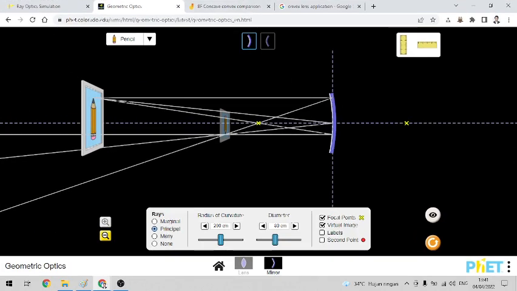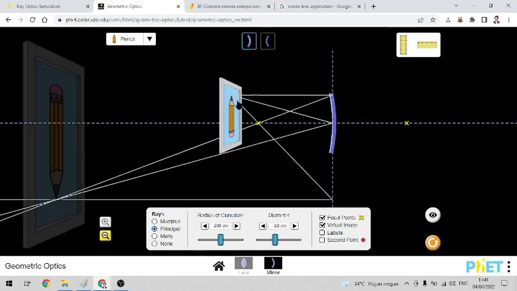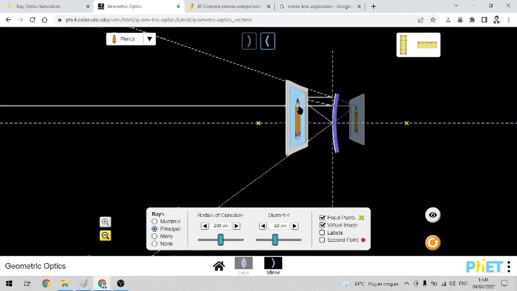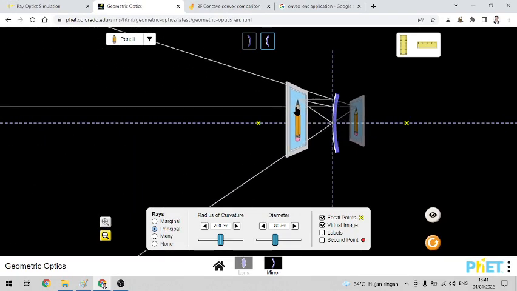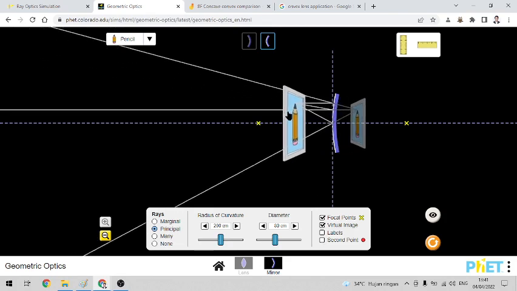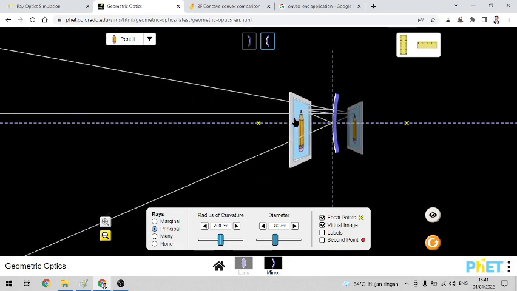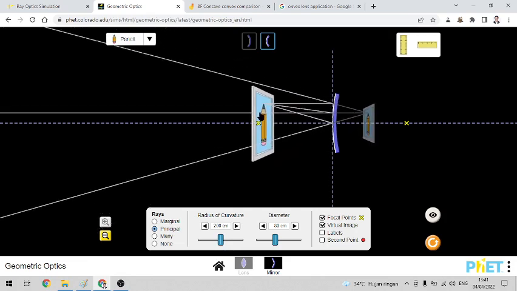Now, if we compare with the convex mirror, so this is concave and this is the convex mirror. In the convex mirror, no matter how far or how near the object is, it always produces an upright, not inverted image, and it's somehow always smaller.